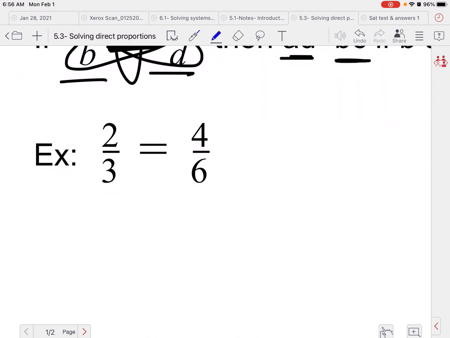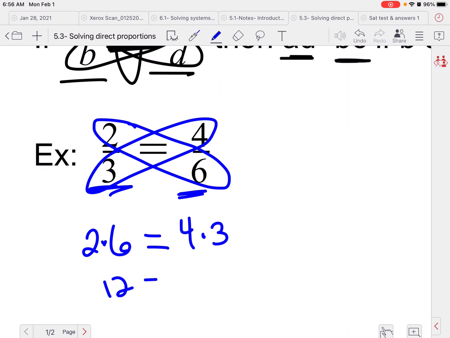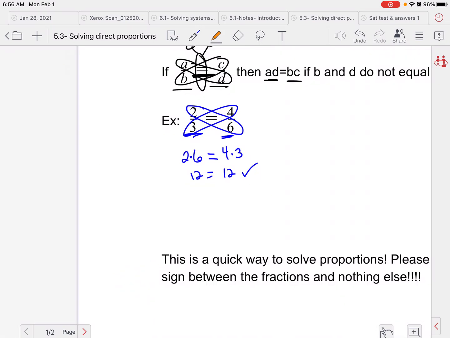So just to prove that this is true, we know that 2/3 is equal to 4/6, right? Because we can multiply top and bottom by 2 and get the answer. So if I do 2 times 6 is equal to 4 times 3, now there's no denominators. That's kind of the whole point, we get rid of the denominators. Well, 2 times 6 is 12, and 4 times 3 is also 12. This checks out, so this works and is true every time.